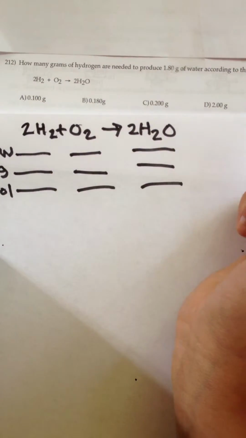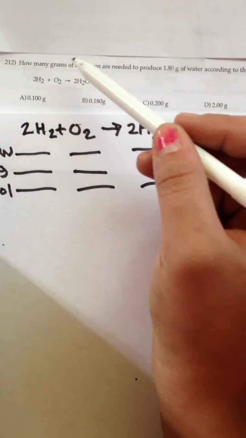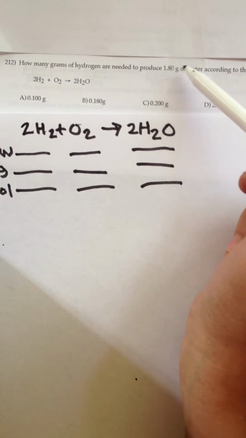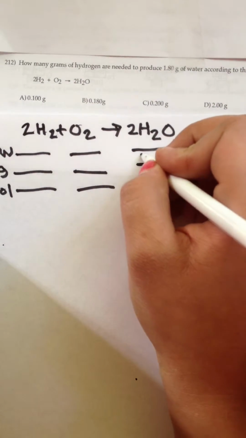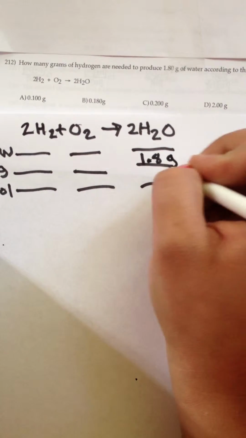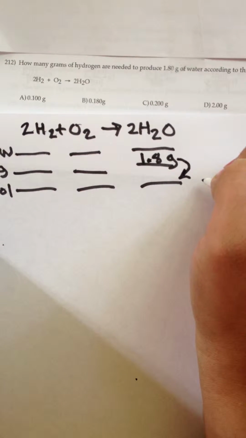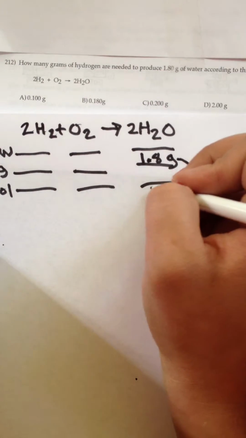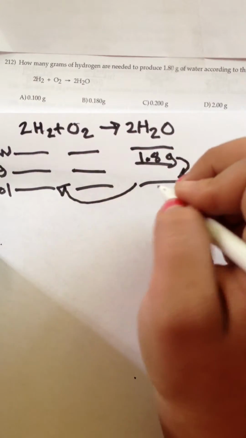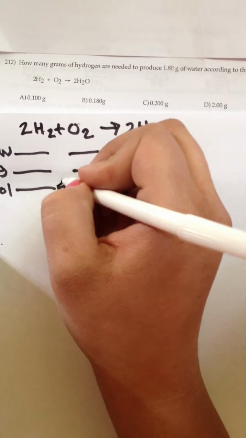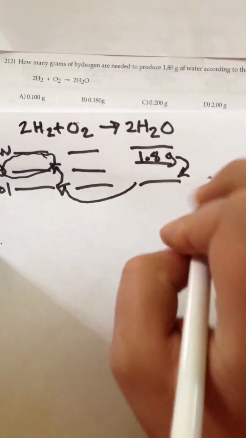So from the equation, we are given how many grams of hydrogen are needed to produce 1.80 grams of water. So we are given the grams of water, which would be 1.8 grams, and we need to go from grams of water to moles of water. From here, we need to go to moles of H2 to grams of H2. So we're trying to get right here. Okay?